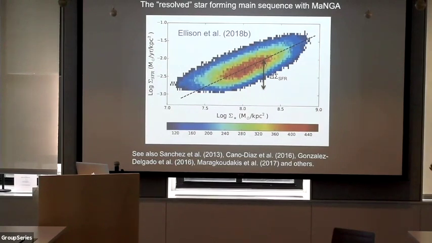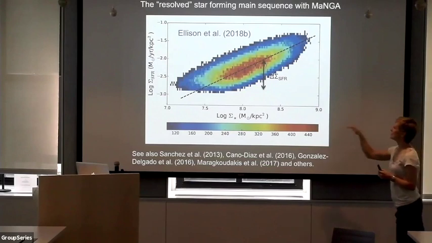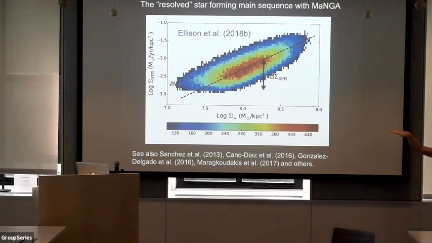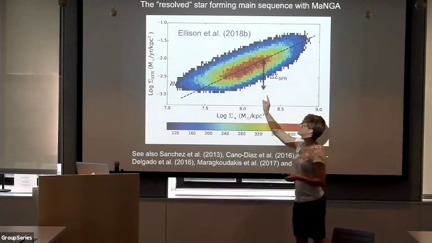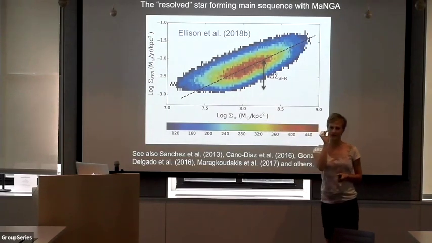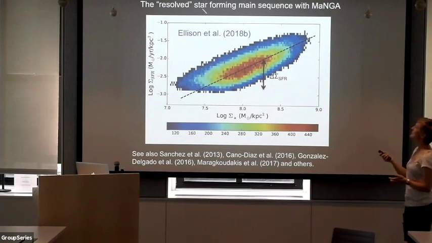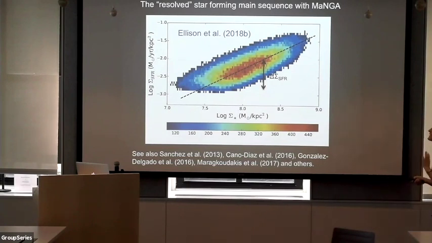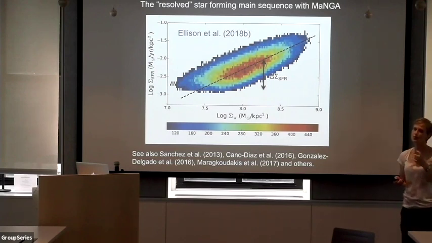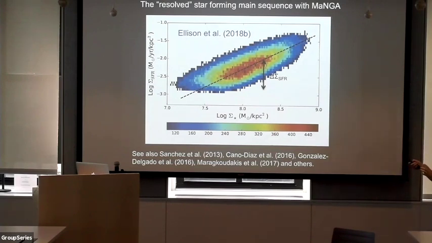So in analogy to the global trends of total star formation rate and total stellar mass that we call the star forming main sequence, because this is on a spaxel scale, so these are measurements typically made on about a 1 kiloparsec scale, people have been calling it the resolved star forming main sequence. Now this is a little bit misleading because on a kiloparsec scale we're not truly resolving star forming regions, but for better or for worse, this is the name that seems to have stuck.